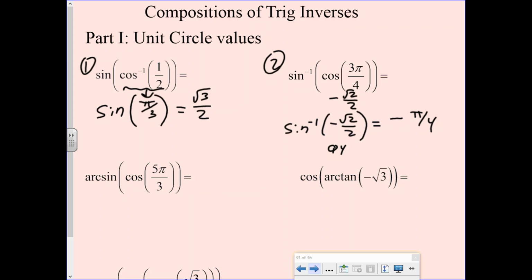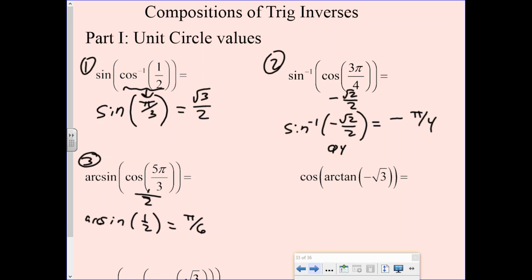The next one here, the arcsine of the cosine of 5 pi over 3. Cosine of 5 pi over 3, from the unit circle, you should know that as positive 1/2. So the arcsine of 1/2, same thing as saying inverse sine, of course. Arcsine of 1/2, quadrant 1, pi over 6.